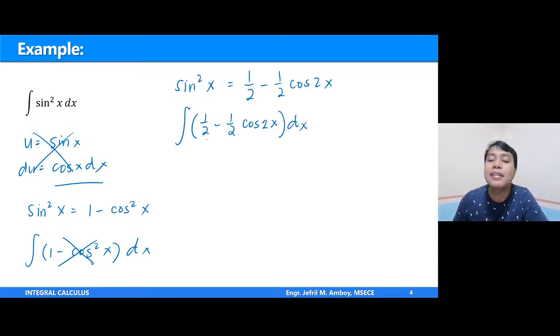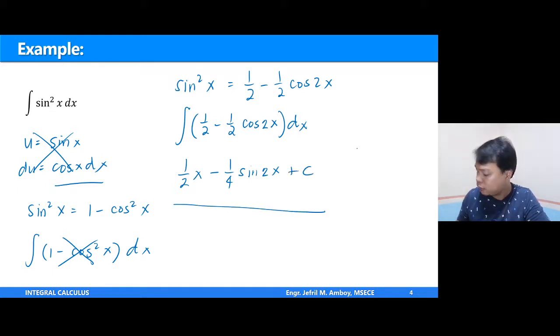So, we can now integrate this. Using the linearity property, pwede natin yung i-integrate individually. So, integral of 1/2 dx is just 1/2 x minus, okay, so paano mag-integrate kapag cosine? Di ba ang integral ng cosine is sine? Pero ito, may multiplier na 2. So, kapag may multiplier, magiging divisor yan sa sagot. So, 1/2 times another 1/2 is 1/4. Kaya magiging 1/4 siya ngayon. And then, integral ng cosine is sine, sine of 2x pa rin. And then, plus c. Okay?